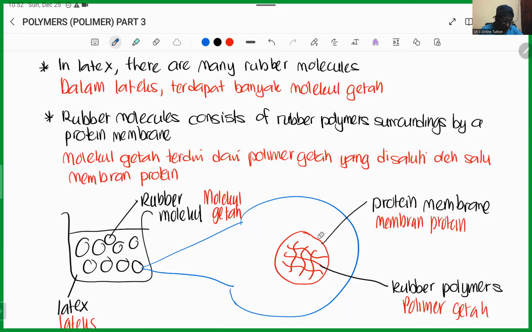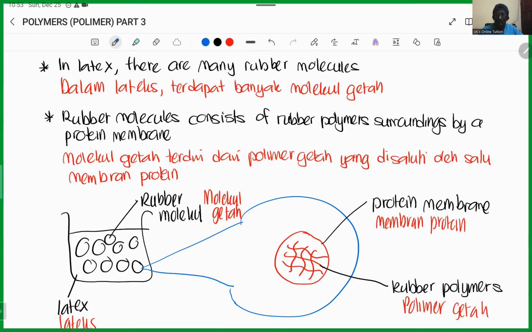This whole thing kita panggil dia sebagai molekul getah, rubber molecule. Rubber molecule ni dalam latex ada banyak rubber molecule. Each rubber molecule consists of a rubber polymer which is surrounded by a protein membrane, yang dikelilingi oleh membrane protein. This is how latex is. So latex, dalam latex ada banyak molekul getah dan setiap molekul getah ni terdiri daripada molekul polimer yang disaluti or surrounded by a protein membrane, oleh satu membrane protein.